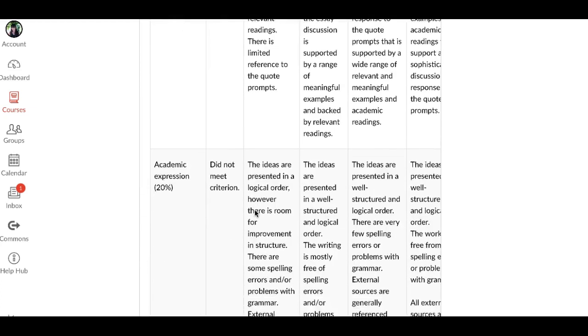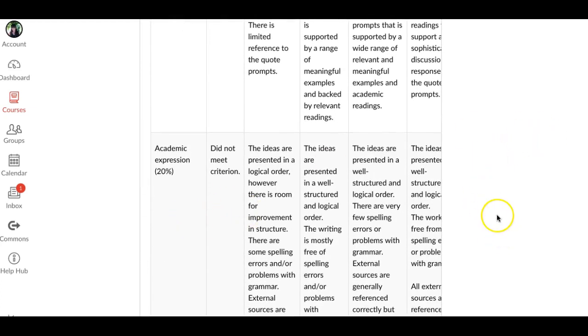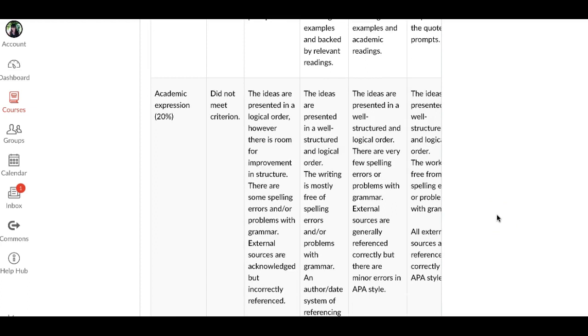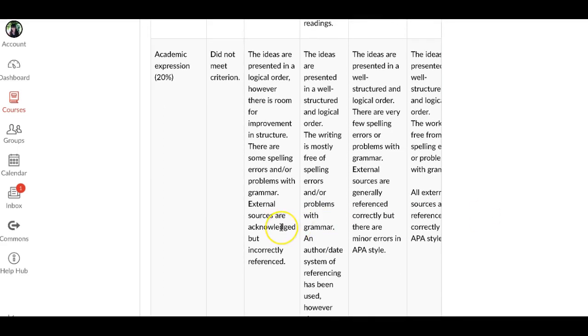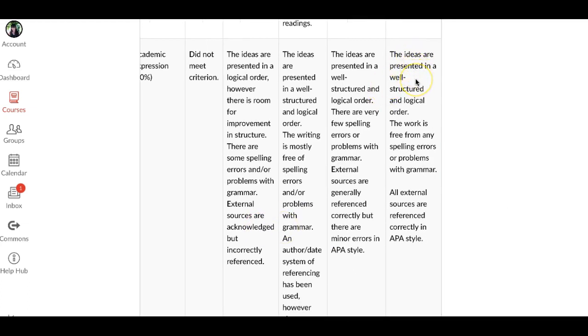And of course, the last criteria, which is quite high, 20%. So we want your ideas presented in a logical order. For a pass, there could be improvement in structure, and there might be some spelling errors or problems with grammar. But even for a pass, you have to acknowledge all external sources. Your referencing might need a bit of work. So on to a high distinction. The ideas are presented in a well-structured and logical order. The work is free from any spelling errors or problems with grammar. All external sources are referenced correctly in APA style.